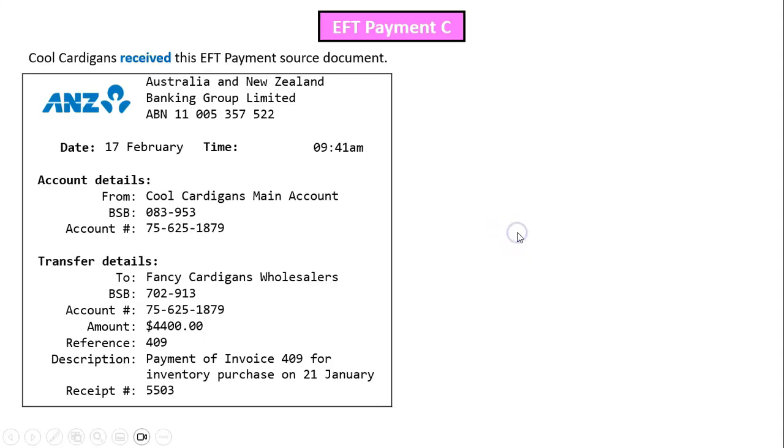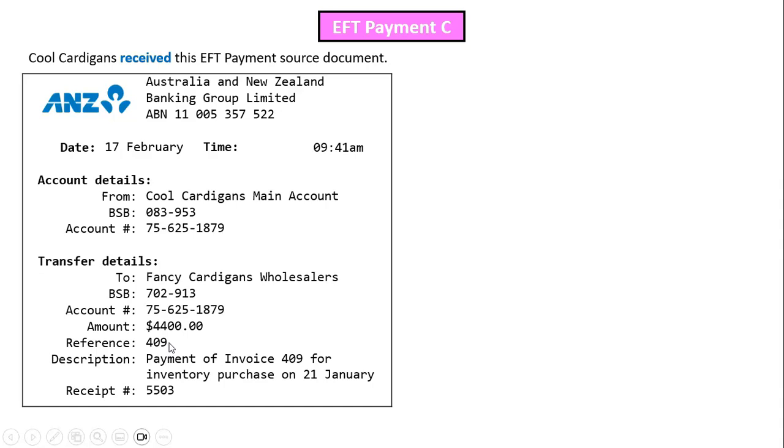Let's have a look at one more. Cool Cardigans received this EFT payment source document. And again, we can see the name of the bank up here, but that's not actually a transaction between us and the bank. We've got a date and a time. Account details from Cool Cardigans. There's our bank account details, but it says it's from us, and we transferred to Fancy Cardigan Wholesalers, and there's their bank account details. So money went from this bank account to this bank account. It was $4,400.